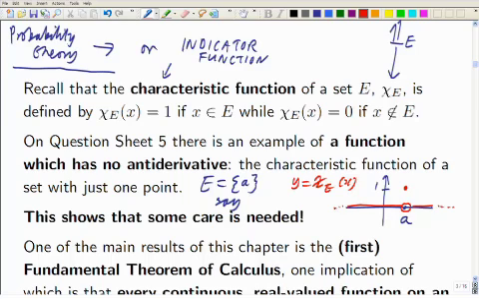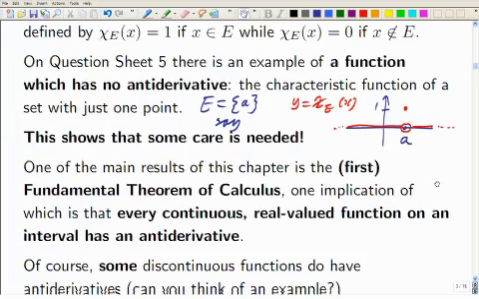And the characteristic function of the rationals is much worse than that because it jumps up and down between 0 and 1 all the time. And not only does that one have no antiderivative, but you also can't use Riemann integration to integrate it either. So there's the first issue.